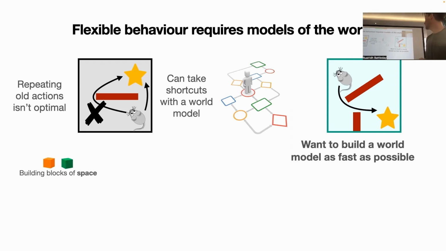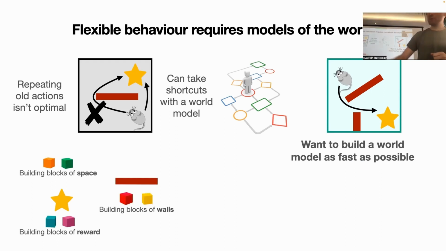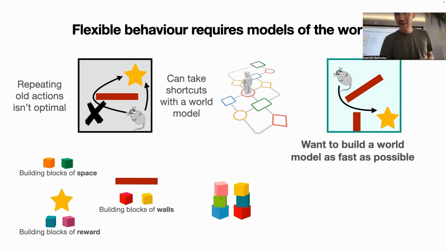So one particularly attractive way of approaching this idea of how do I build a model as fast as possible is if I break down my understanding of the world into constituent building blocks. So for example, we've got the building blocks of space. Both of those environments have something about space in them. The building blocks of reward, both of those environments have reward in them. And building blocks of walls, both environments have walls. And just like how children, or adults if they want to, can take building blocks and build them into one tower, they can put them in a different configuration and build them into different towers.